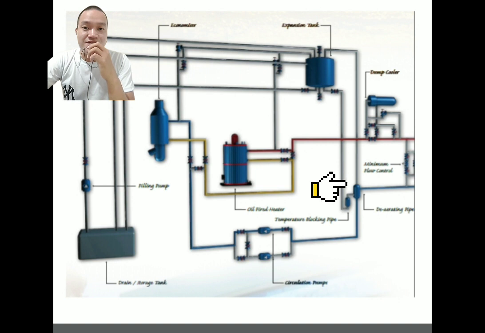Next component is the degasser. So the degasser is a device used to remove gases from fluid which could otherwise form bubbles. It's important because it reduces corrosion and extends the life of the boiler and other equipment.